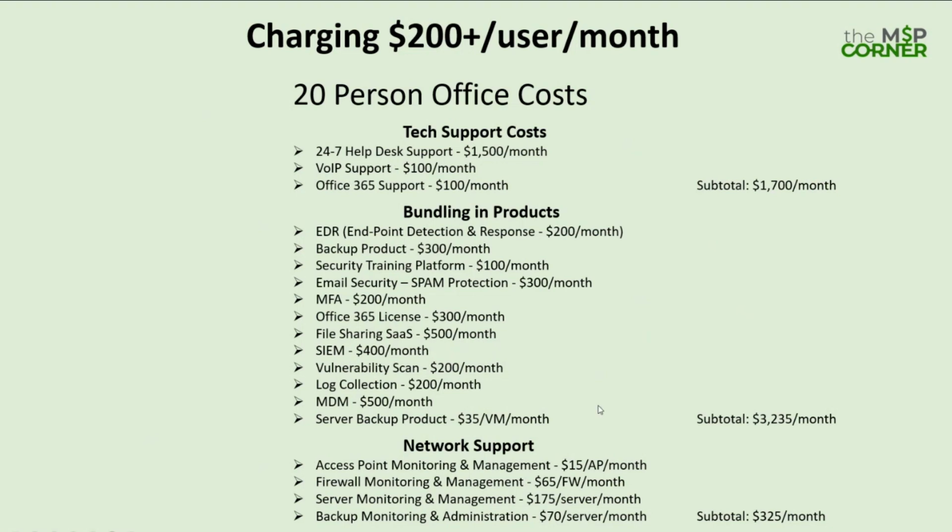Bundling in your products comes to $32.35 a month. You're going to make anywhere between 5 and 8% off of that. So it's not really a big money maker, but it tightens the grip on your clients. It tightens the grip on how much you're supporting and how much you're providing them.